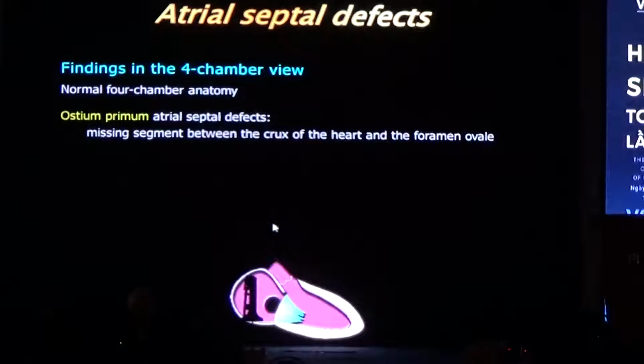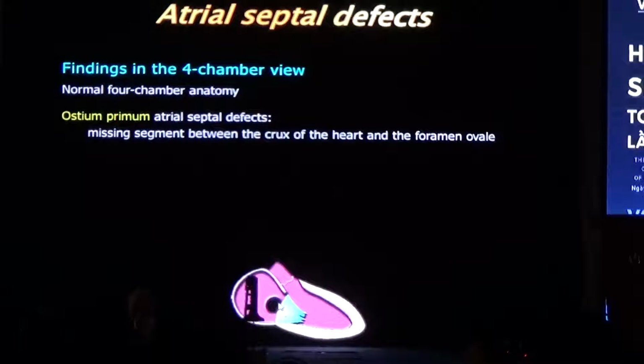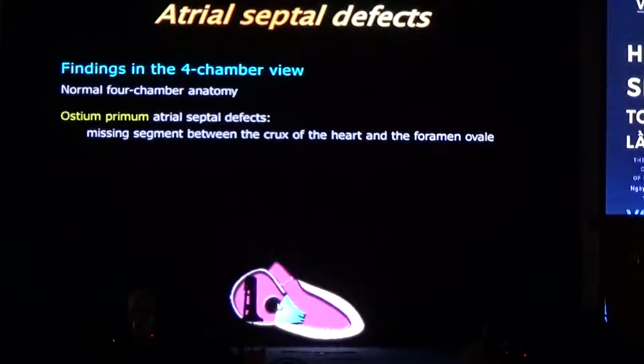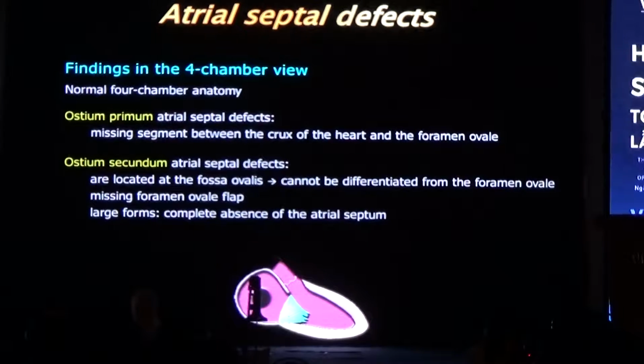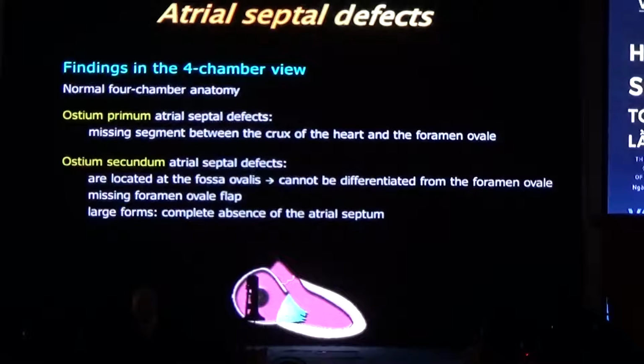So the finding in the four-chamber view, if you have an ostium primum defect, is that you are missing the crux, the segment between the crux of the heart and the foramen ovale, and I'll show this to you in some images. If you have an ostium secundum, this is much more tricky because they are located at the level of the foramen ovale. So they are actually the foramen ovale, which is a bit too large. The big clue here is that you're missing the foramen ovale flap. Remember when we looked at the four-chamber yesterday, I told you to look at the motion of the foramen ovale flap and make sure that it's present.